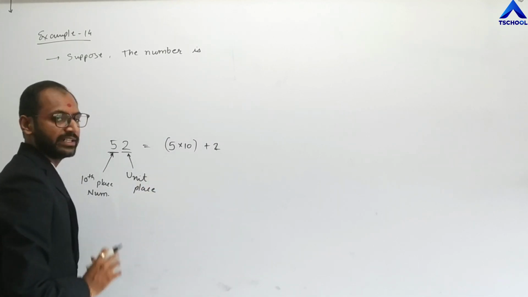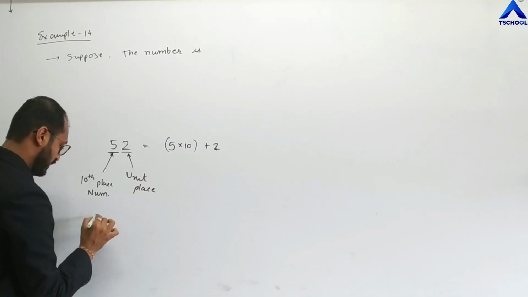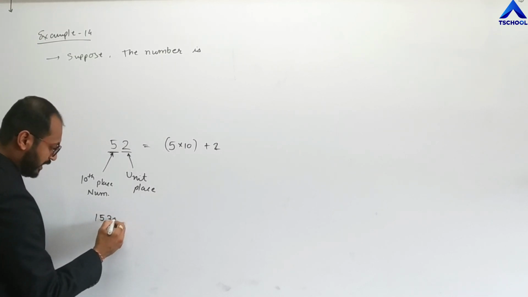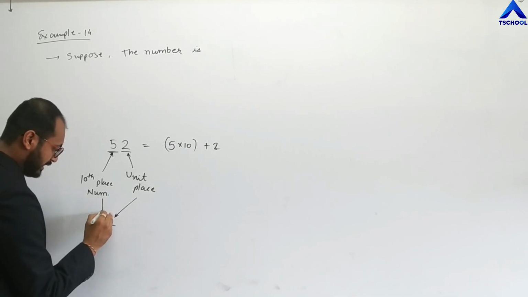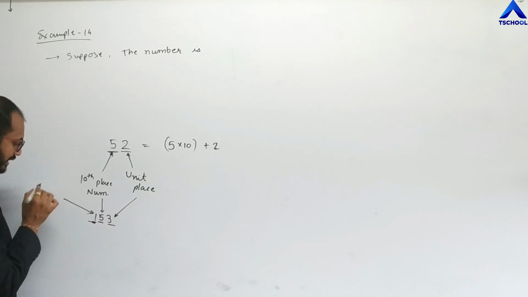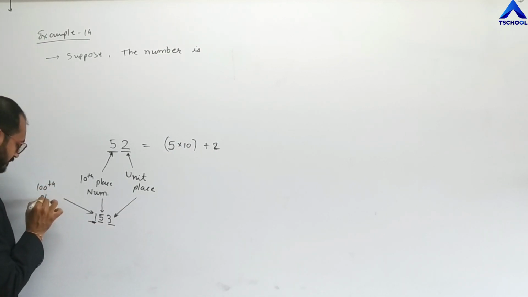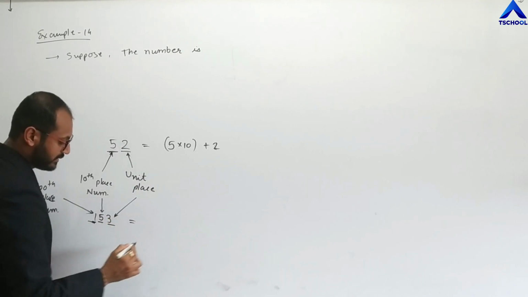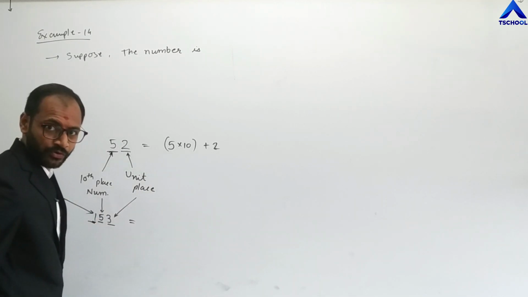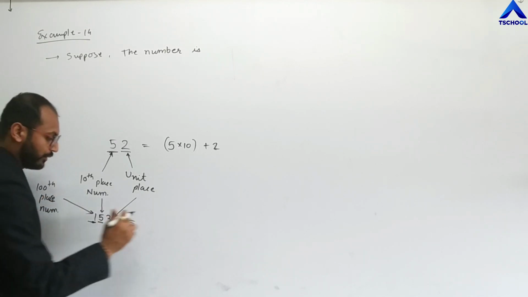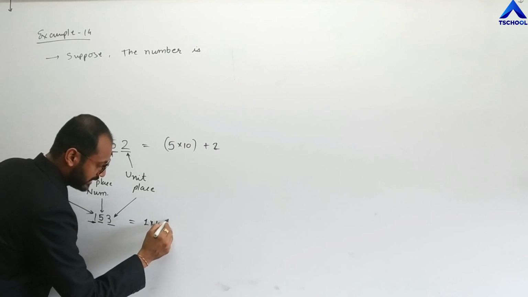Let us take a 3-digit number like 153. Here this is the unit place, this is the 10th place, and the third one is the 100th place. How can we convert this 3-digit number into its expression form? Here 1 is at the 100th place, so 1 multiplied by 100.